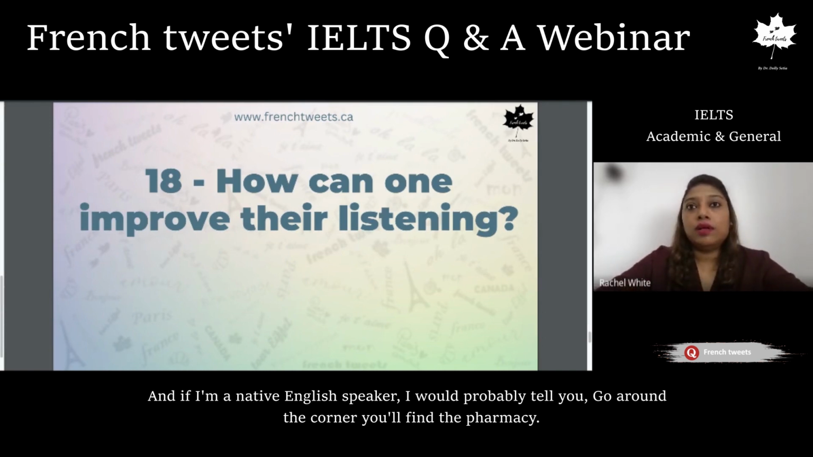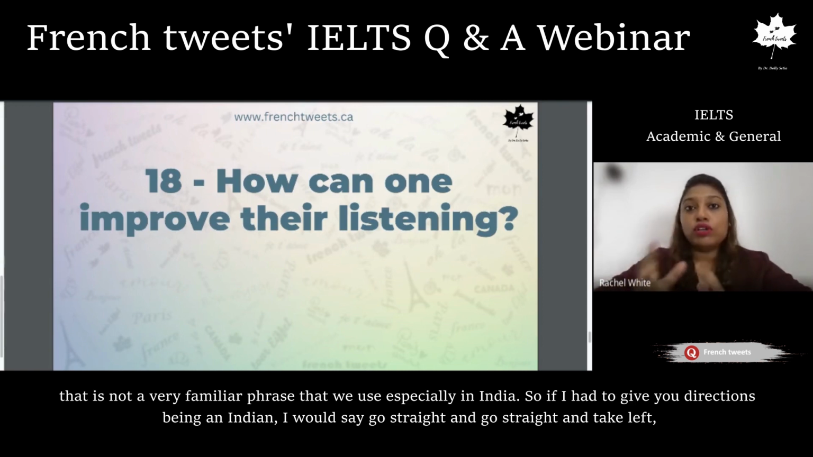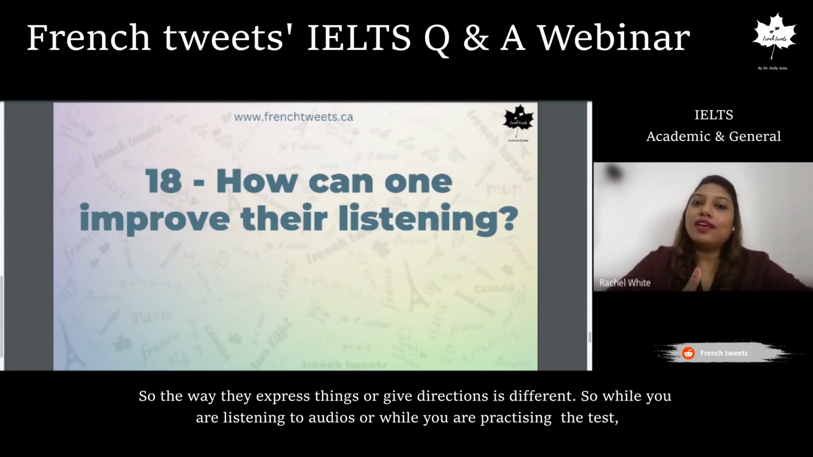If I'm a native English speaker, I would probably tell you, go around the corner, you'll find the pharmacy. Go around the corner, you'll find the pharmacy. Now, that is not a very familiar phrase that we use, especially in India. So if I had to give you directions being an Indian, I would say go straight and take right, and go straight and take left, right? So the way they express things or give directions is different.